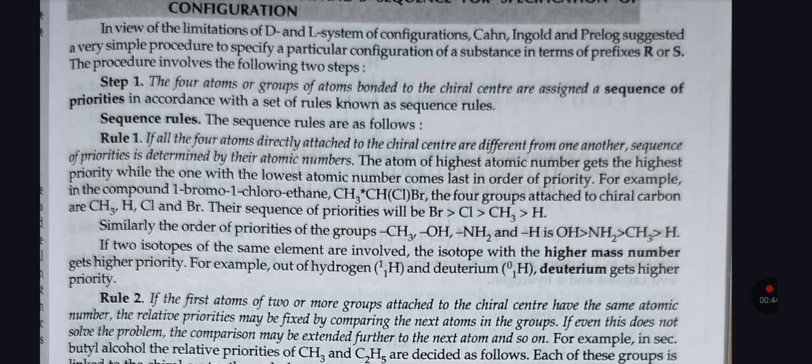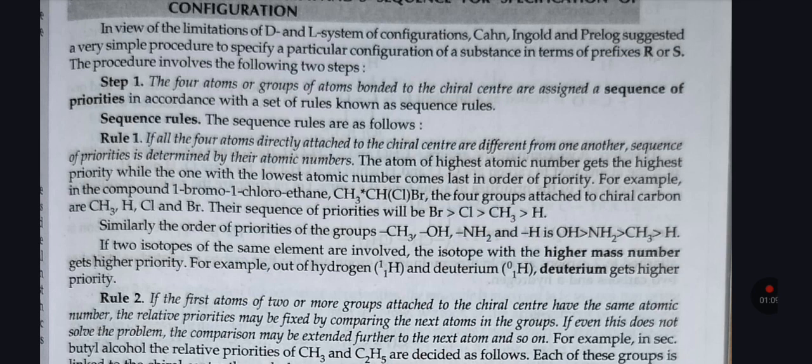For example, in the compound 1-bromo-1-chloroethane, the four groups attached to the chiral carbon atom are CH3, H, Cl and Br. The sequence of priority will be given as Br, Cl, CH3, then H. Similarly, the order of priorities of the groups CH3, OH, NH2 and H is OH, NH2, CH3, H.